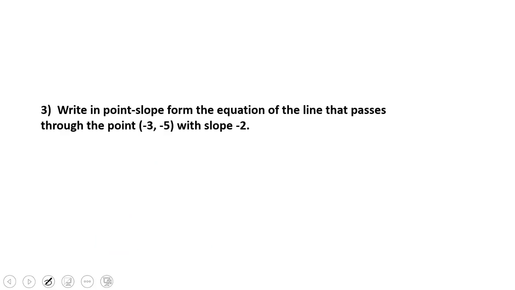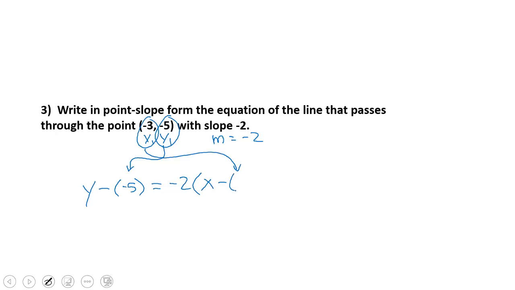Going on to our third example, writing in point-slope form again, the equation of the line that passes through negative 3, negative 5, with a slope of negative 2, I have my x1, y1 point, and my slope being negative 2. So I write y minus, and again my y1 right here is negative 5 equals my slope, negative 2, times the quantity of x minus, and x1 is also negative. Negative 3 and a double parentheses there.